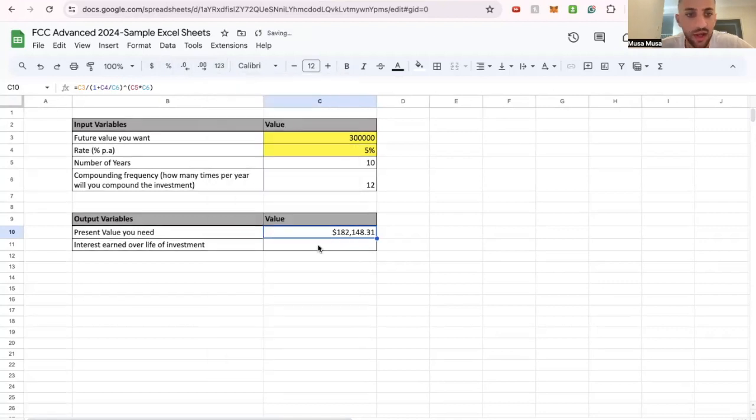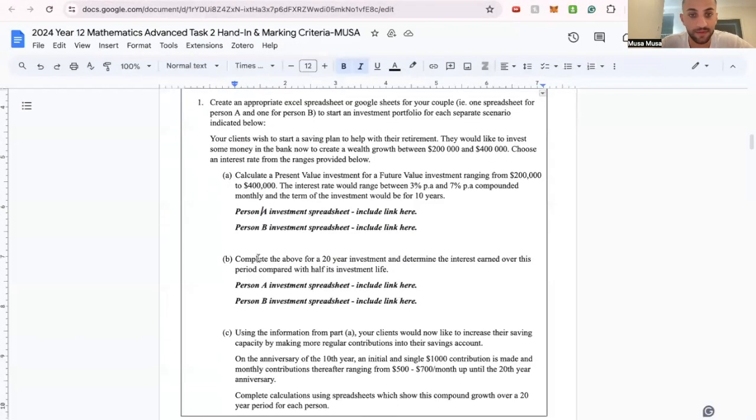So just put currency. Now, what would be the interest earned over the life of the investment? Well, the amount of interest you earn is equal to the future value. So you press equals, future value minus present value. That's how much. Remember, if you want to include a certain number in your formula, you just click that cell and then it pops up into the formula. So if you look here, C3 minus C10. Cool. So you'd have to do this for person A and for person B. Make sure to do that.